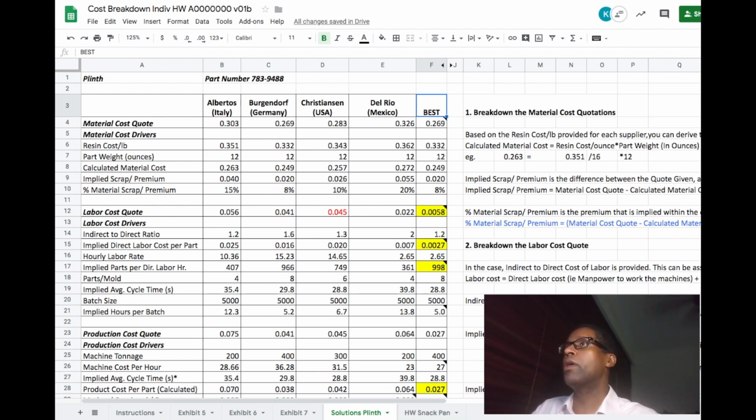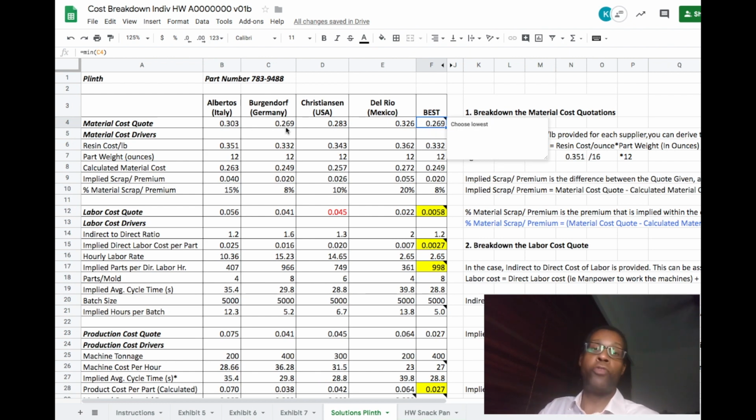Let's take a look. So the first row is simple. You take the minimum of each one of the material cost quotes. Okay, that's obvious, Bergendorf at 0.269. Next one, we take the minimum of the resin costs. Well, you figure that you could ship resin anywhere and get the right price.